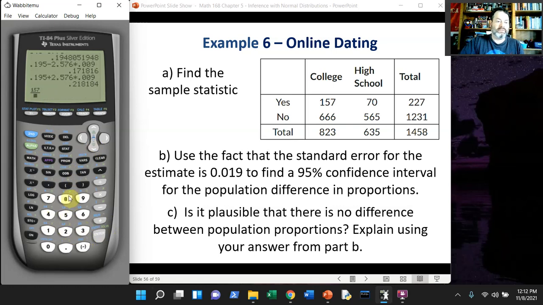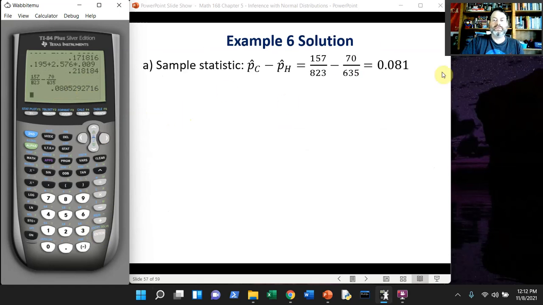So 157 over 823. Later on, when we get to Chapter 6, some of these problems get sufficiently complicated that typing it in a certain way so it looks a certain way really helps you check whether you've done it correctly. I had a 635. Right? So that's p hat c, that's p hat h. And we're going to round it to 3 decimal places, of course, right? So we get 0.081.